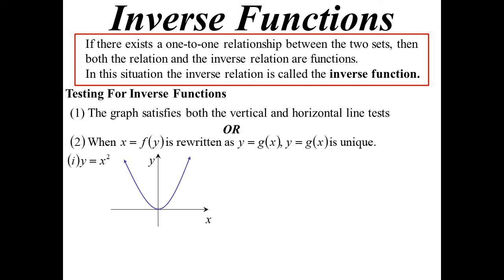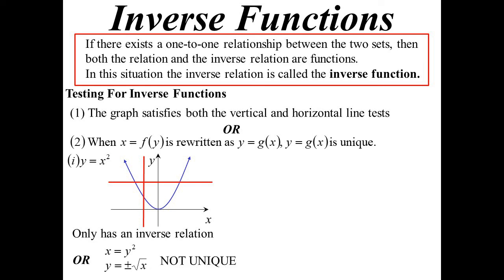So just to illustrate that, there's y equals x squared. Yes, it satisfies the vertical line test, so it is a function, not a problem. But no, it doesn't pass the horizontal line test, so it won't have an inverse function. It'll have an inverse relation, but not an inverse function. Algebraically, that's what I was just saying. Look, it's got plus or minus root x.